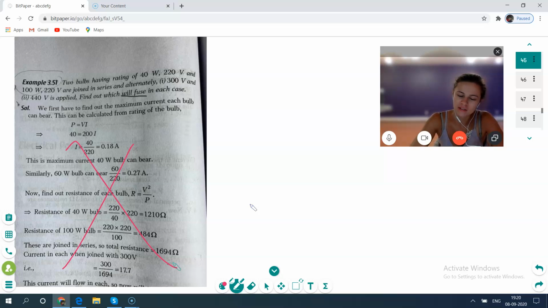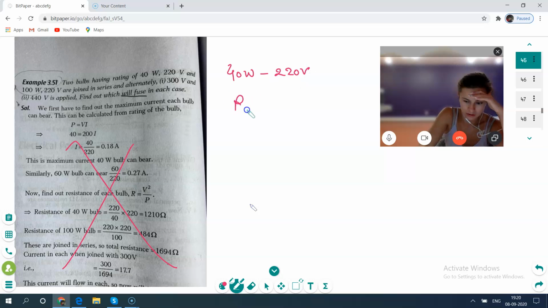So V square divided by R, sorry, on power. For each case, I need to find R. Case one, R1 is going to be 1200 for 40 watt, 220 volt.